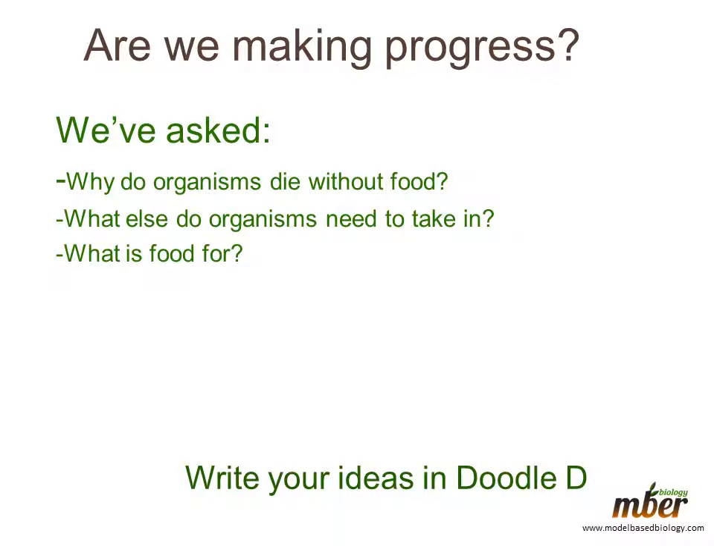All right, so are we making progress? So far today we've asked, why do organisms die without food? What else do organisms need to take in? And what is food for? Go ahead and include your ideas here in doodle box D. Now keep in mind, as you look at D, it's organized into 3 different columns: do stuff, make stuff, and both. Okay?